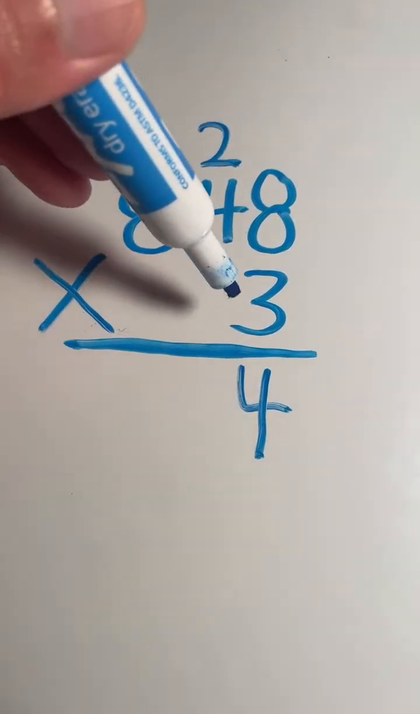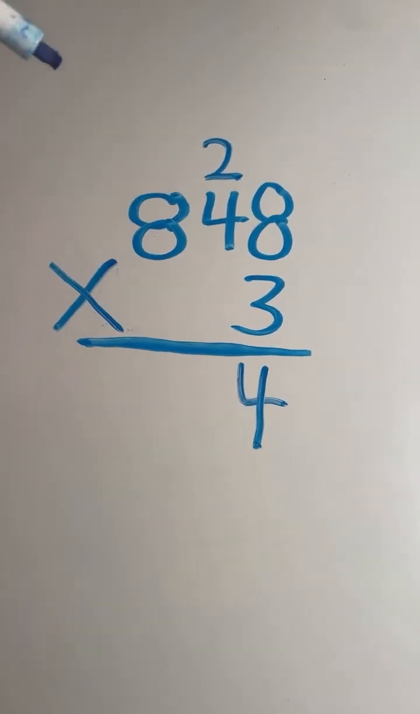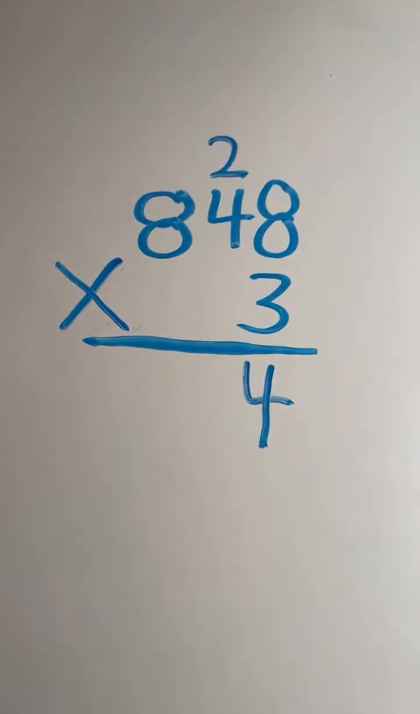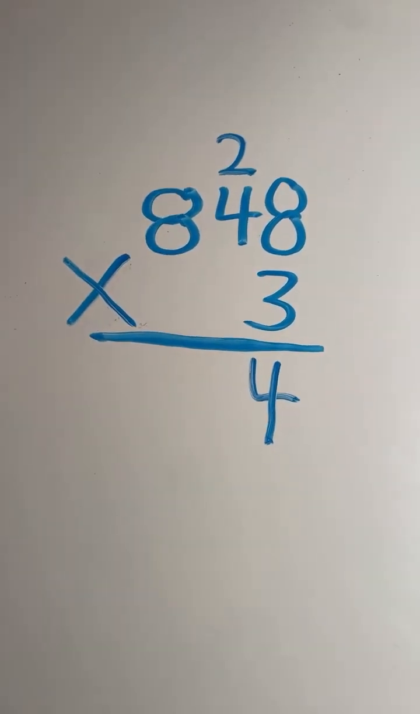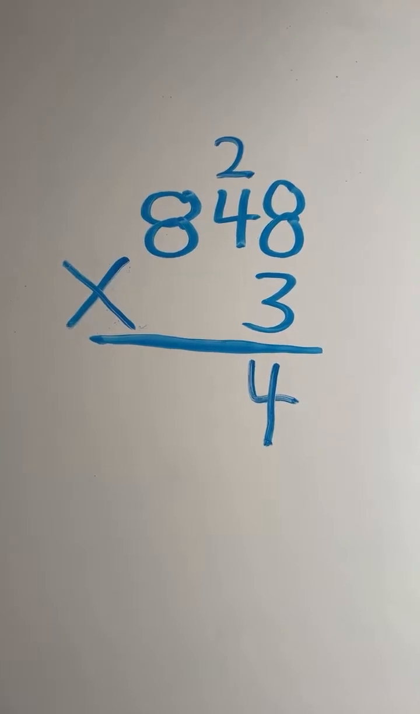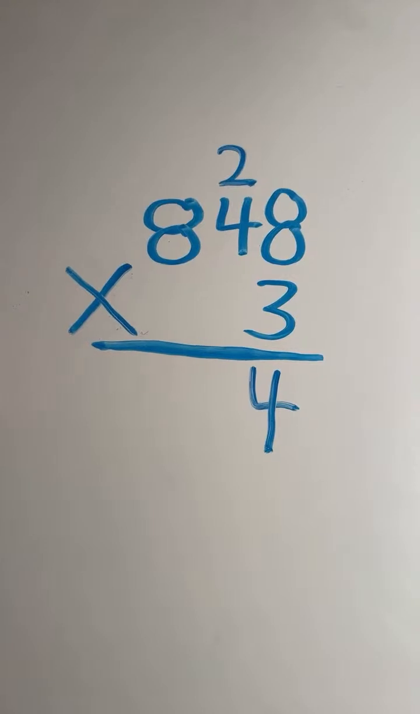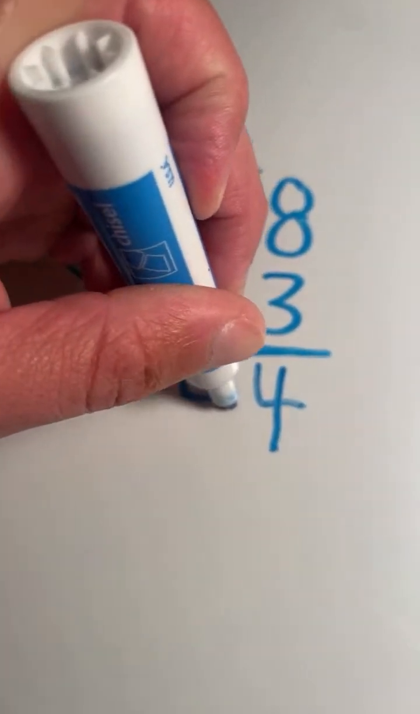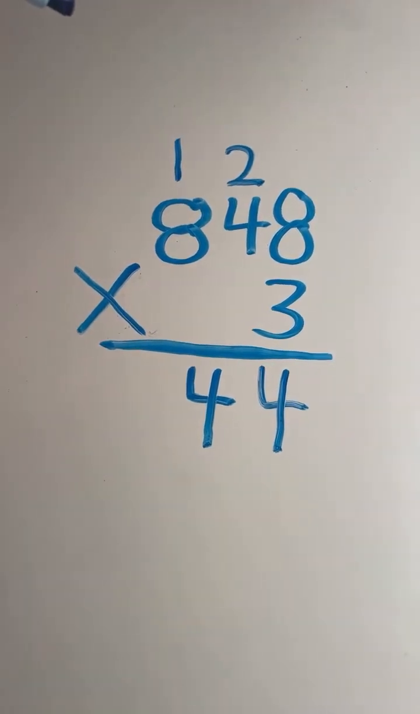Next, we're going to multiply 4 times 3, and then we have to add the 2 that we carried over to our answer. So 4 times 3 equals 12. 12 plus 2 equals 14. Again, our product is more than 10, so we have to regroup. So the 4 in 14 is going to go in the tens place. The 1 in 14 gets carried over to the hundreds place.